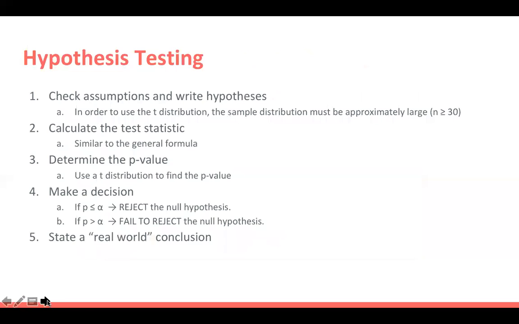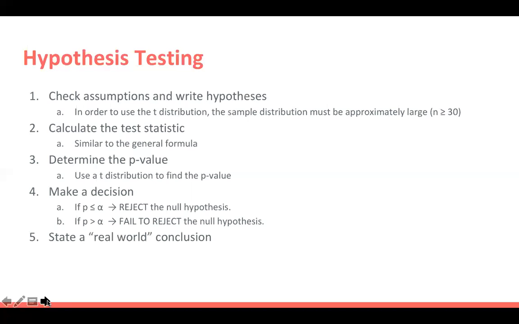Okay, so moving on to hypothesis testing with one mean. It's very similar, same 5-step hypothesis testing procedure. We're going to check our assumptions and write our hypotheses. So in order to use the t-distribution here with a mean, the sampling distribution must be approximately large. And approximately large in this case is one that is greater than or equal to 30.